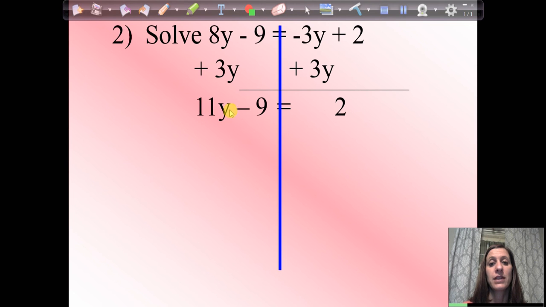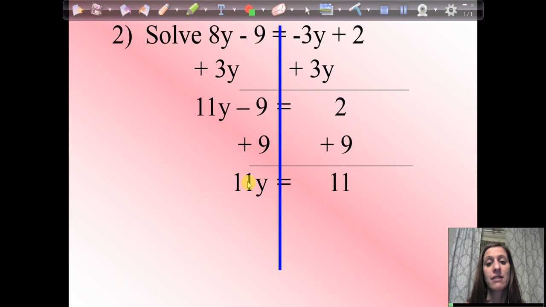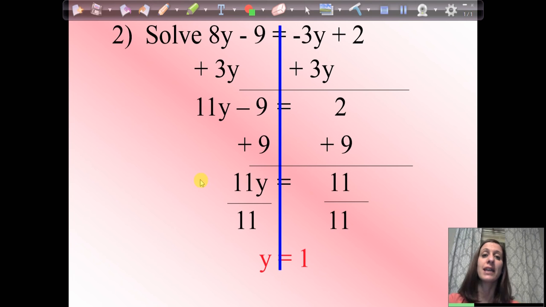So I'm left with 11y. I haven't used the minus 9, and I haven't used the 2. Now we're left with a two-step equation. If I'm solving for y, I'm going to cancel my subtraction with adding 9 to both sides. And then finally, I'm left with multiplication, and I can divide both sides by 11 and get that y equals 1.